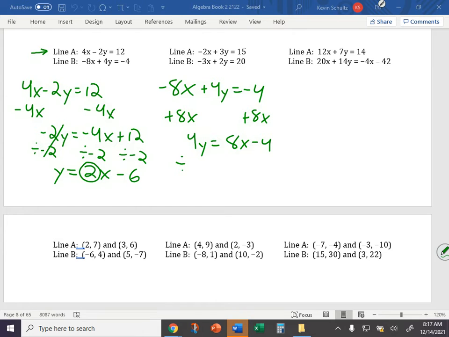Divide everything by 4. And we get y equals 8 divided by 4 is 2x. Negative 4 divided by 4 is negative 1. We care about that slope. What's the relationship of those lines? And the slope's the same. What does that mean, Ben? Parallel.